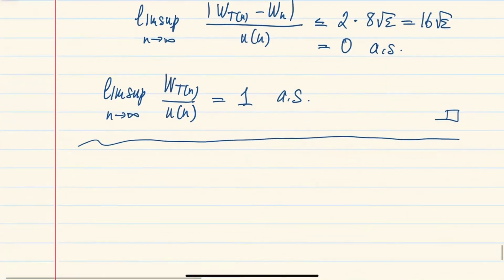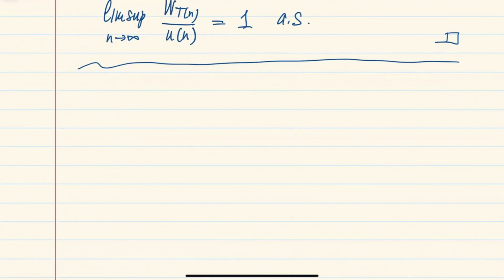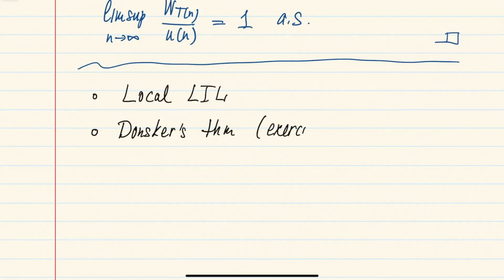Let me also mention that in the notes we also state the so-called local law of the iterated logarithm for the Brownian motion. And as I mentioned before in the exercises, using Skorokhod's embedding theorem, one can give an alternative proof of Donsker's theorem about convergence of the rescaled random walk to a Brownian motion. And so this wraps up this section and the chapter on the Brownian motion.